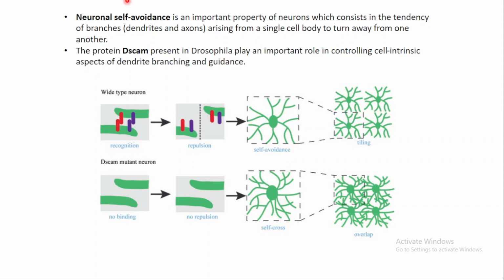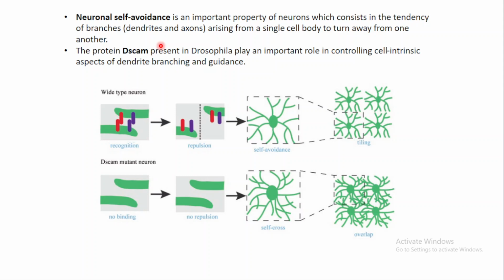So there is a phenomenon called neuronal self-avoidance, which is an important property of neurons, which consists in the tendency of branches, which are dendrites and axons, arising from a single cell body to turn away from one another. So it says that the branches from the same cell body, from the same neuron, will not form connections with each other. Because we do not want the branches of the same neuron forming connections. The neuron should connect to a new neuron so as to relay the information. Otherwise, the electrical signal will get jumbled up and the neurons will all connect to each other.